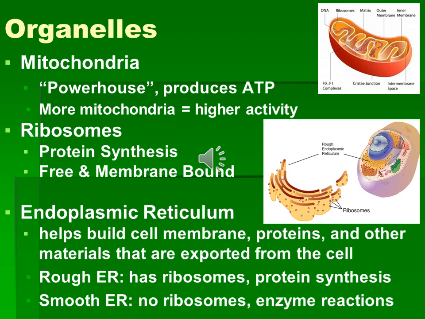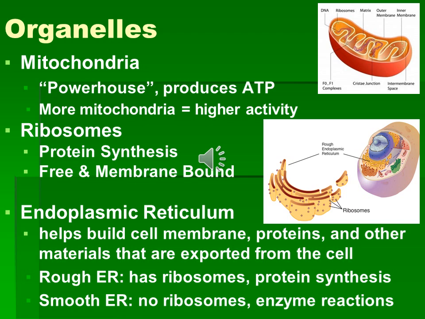We have ribosomes, which are granules that manufacture or synthesize our proteins. They come in 2 forms. They could be free or they could be membrane bound. And in this picture you see membrane bound ribosomes on our rough endoplasmic reticulum. Endoplasmic reticulum is our fluid-filled cisterns, essentially, that help build cell membrane, help build proteins, help build any other materials that are exported from the cell.